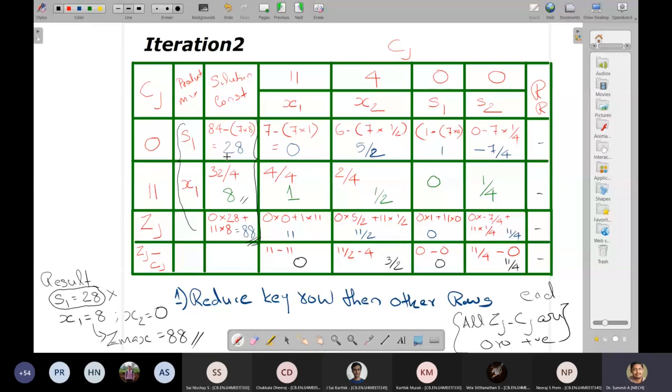Tell me, if any step is not clear, please ask. Any of the steps, if it is not clear, you can ask. I'll just have a glimpse.